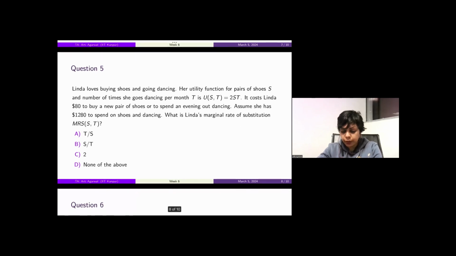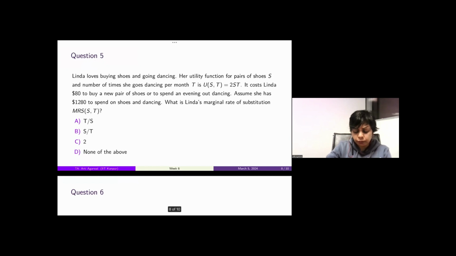Instead of this, where it costs Linda $80 to buy new pair of shoes, and she has a total budget for spending on shoes and dancing, instead of money being the constraint, it could have been the number of hours, right? Instead of money spent buying shoes, you can say time spent buying shoes and time spent dancing, and she has a certain number of hours to dedicate to both, and what is the optimal bundle? Any variable which is acting in the same way as a budget constraint can be the constraint.